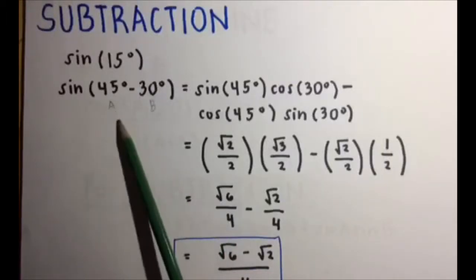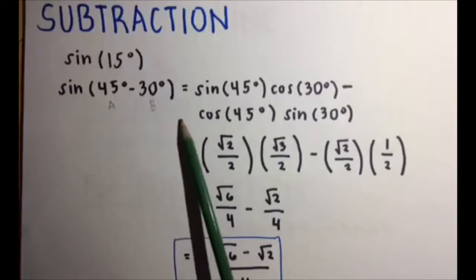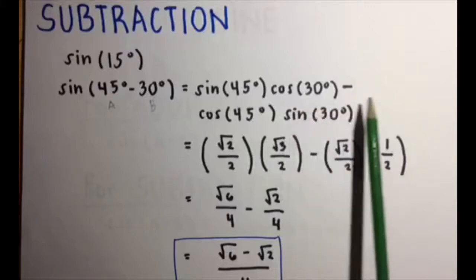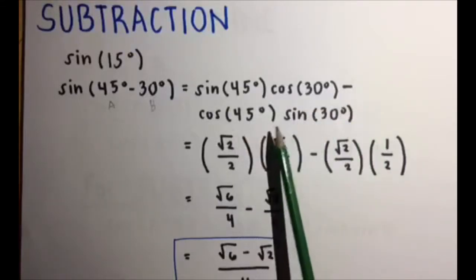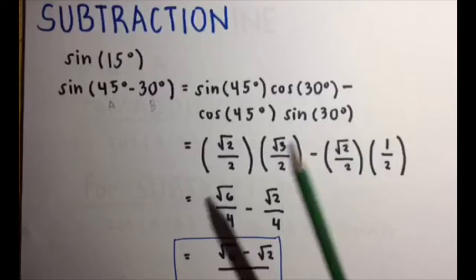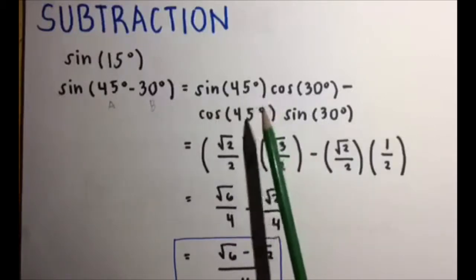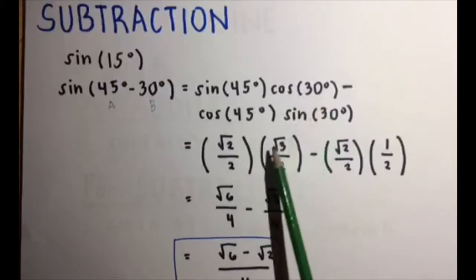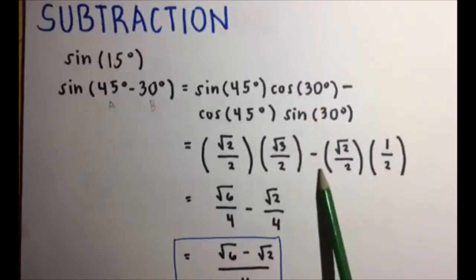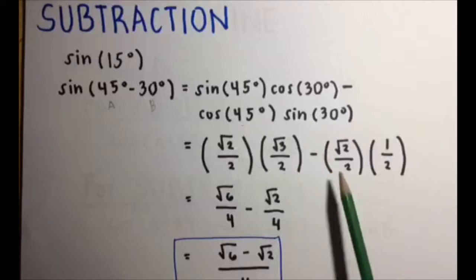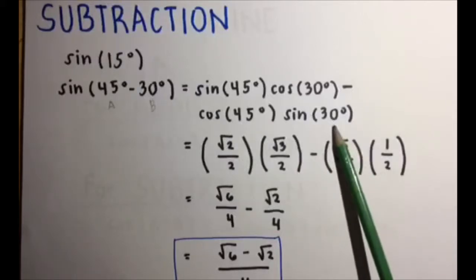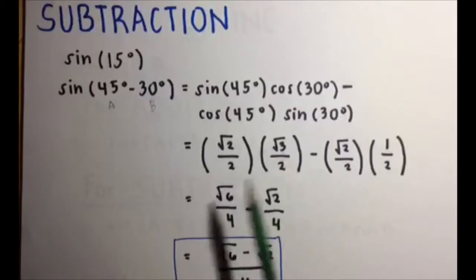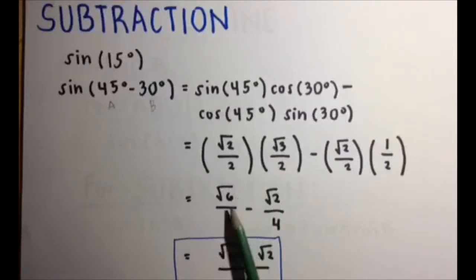Sine (45 degrees minus 30 degrees) is equal to sine 45 degrees multiplied by cosine 30 degrees, minus cosine 45 degrees multiplied by sine 30 degrees. So sine 45 degrees is equal to the square root of 2 over 2. Cosine 30 degrees is equal to the square root of 3 over 2. Cosine 45 degrees is the square root of 2 over 2, and sine 30 degrees is equal to 1/2. When you multiply the first two numbers, the answer will be the square root of 6 over 4.